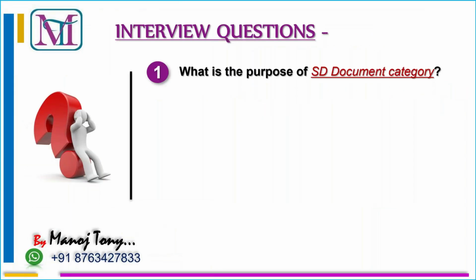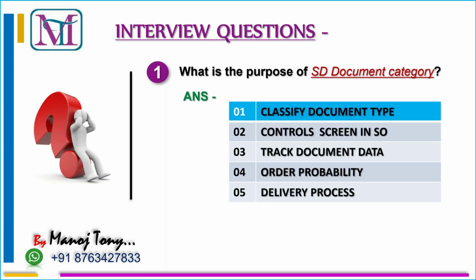Okay, so next interview question on what we have covered yet: what is the purpose of SD document category? The purpose of SD document category is that it will classify the document type. It controls screen in sales order, tracks document data, tracks the document flow, and has changes in order probability. Order probability: if document category is C, then the order probability field will be grayed out. If it is A or B, then we can change it.